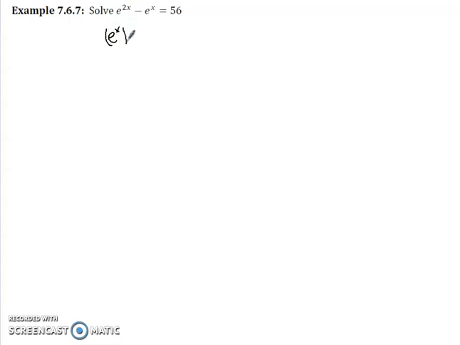So I have e to the x, I'm going to raise that to the power of 2, minus e to the x, and then I will subtract my 56 over. And this will equal 0. So what I can do from here is say I'm going to let e to the x be represented by maybe a. So then I have e to the x, or a to the second power, minus e to the x, which is a, minus 56 is equal to 0.